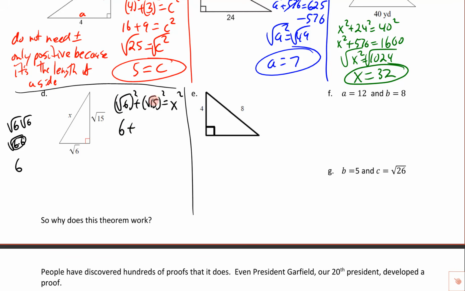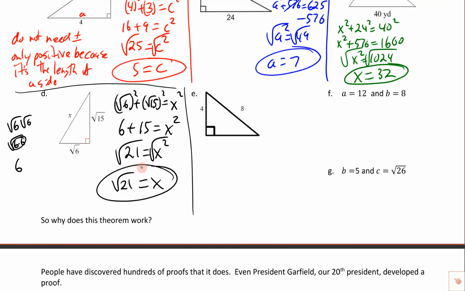And guess what this is? If we square the square root of 15, we get 15. Those operations undo each other, and then over on this side we have an x squared. So this is 21 equals x squared. We'll finish this off by taking the square root of both sides. We get an x on this side, and again, we don't have to put a plus or minus on there. It's just, whoops, the square root of 21. We're going to circle that and we're all set to go.